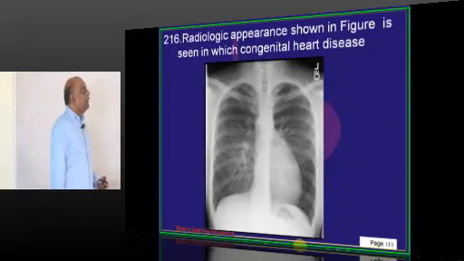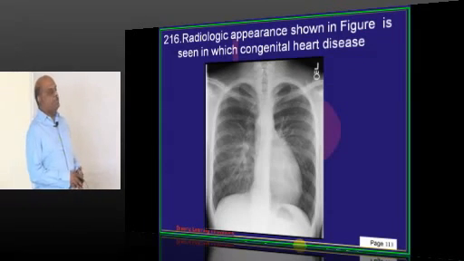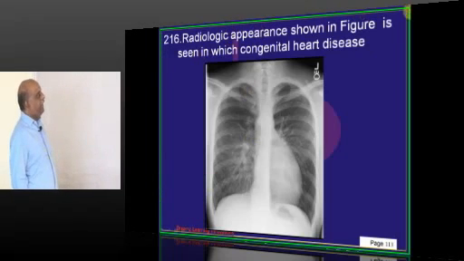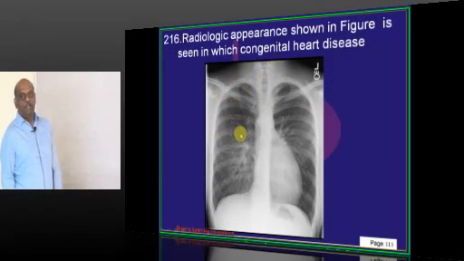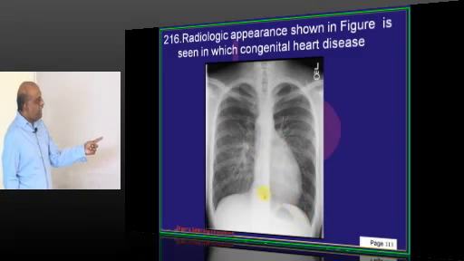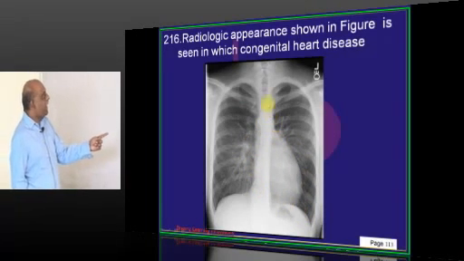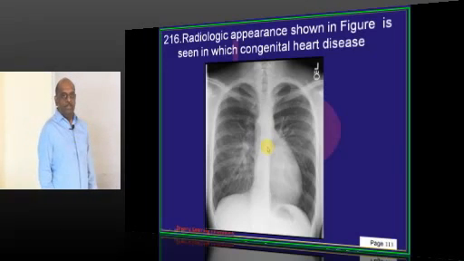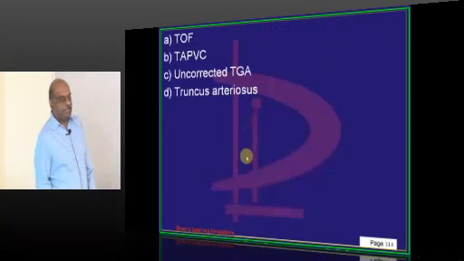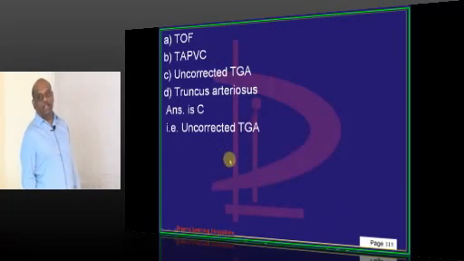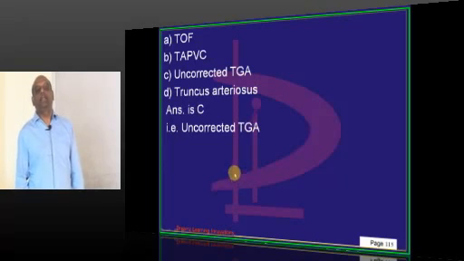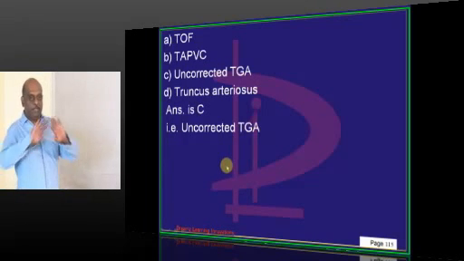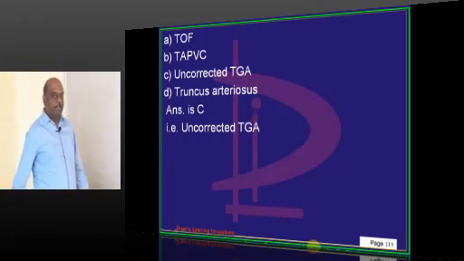Now, what is this radiological appearance? In which congenital heart disease do you see this kind of a radiological appearance? The heart looks like an egg which is hanging to a very narrow pedicle which is like a string. So egg-on-string appearance is a very, very classical feature which is seen in case of uncorrected transposition of the great arteries. Whenever transposition occurs, what will happen?